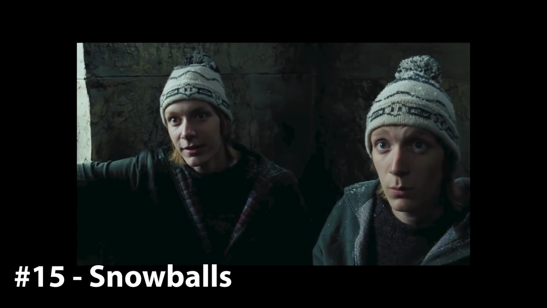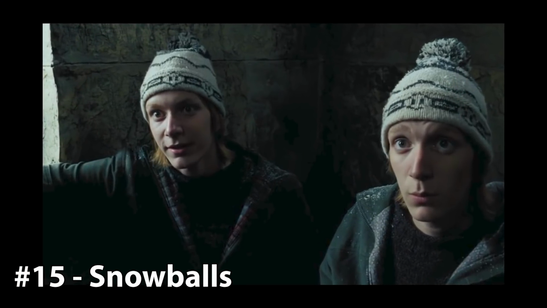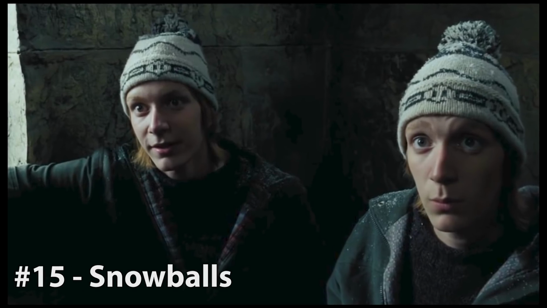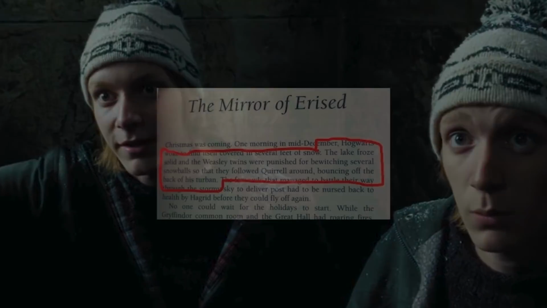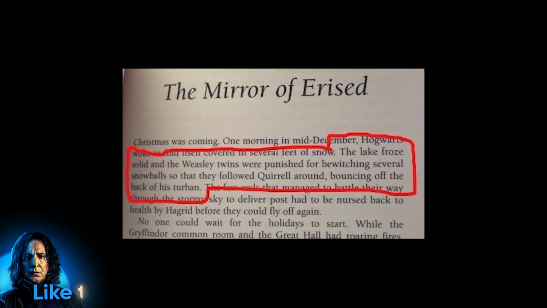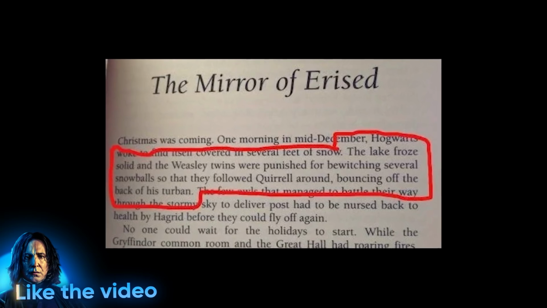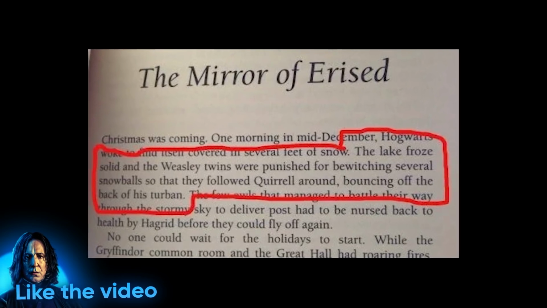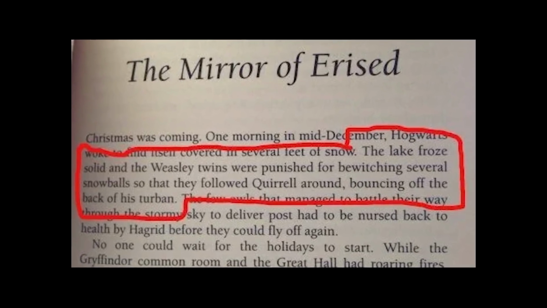15. Snowballs and Voldemort. Ending on a lighter note, in a scene that was omitted from the films, Fred and George Weasley at one point in the Philosopher's Stone enchanted a bunch of snowballs, which they directed at the back of Quirrell's head. I find this one hilarious because, as is revealed later, that's where Voldemort's face was.